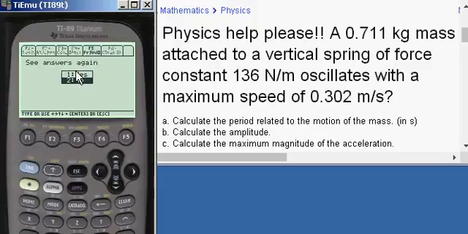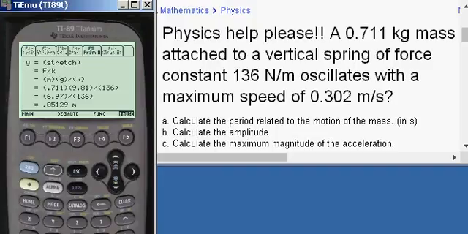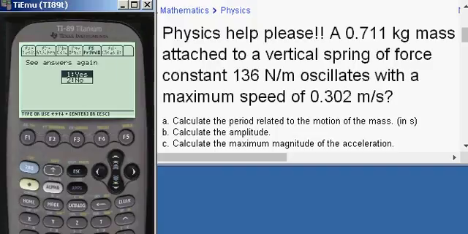You can see the answers again by pressing 1. Go through the answers again. I'm going to go through quickly. And then we press 2 to go to another problem if you want, okay? Pretty neat, huh?